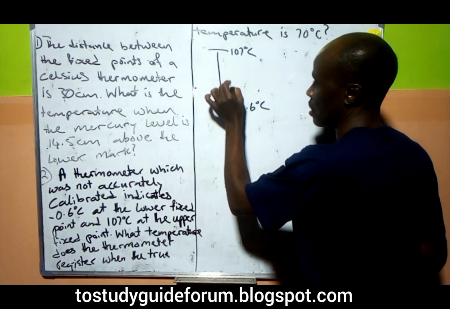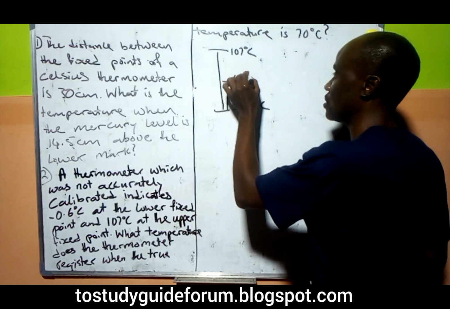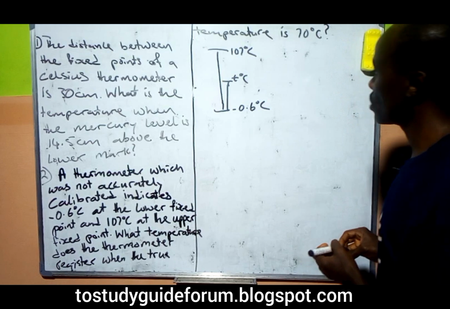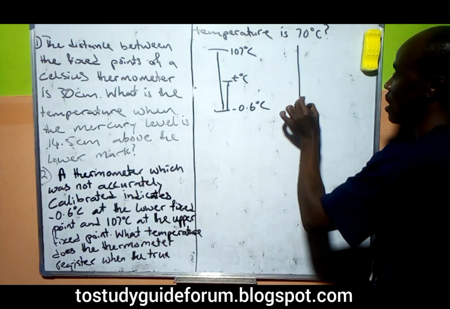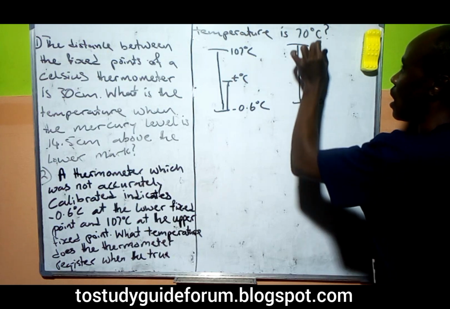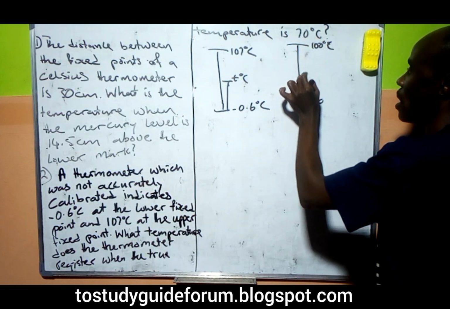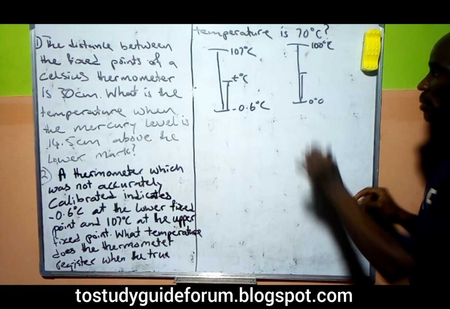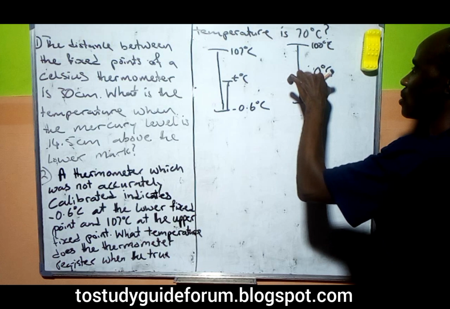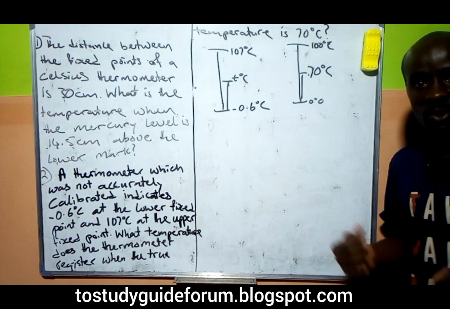And now we don't know the reading of this one. We call it T degree. The other temperature, the true temperature, is the one that has the accurate reading, 0 degrees and 100 degrees Celsius. Now in the true one, we say it's 70 degrees. So what we do again is like what we have done in the past.